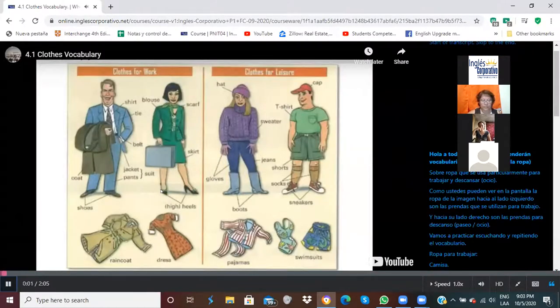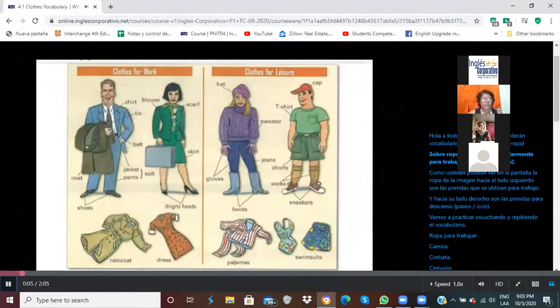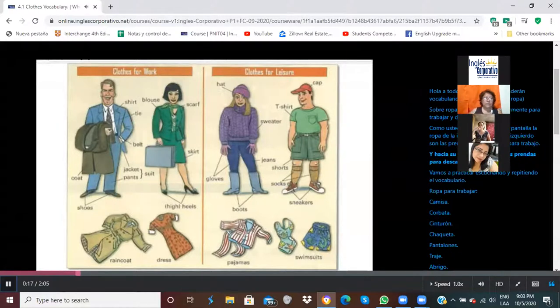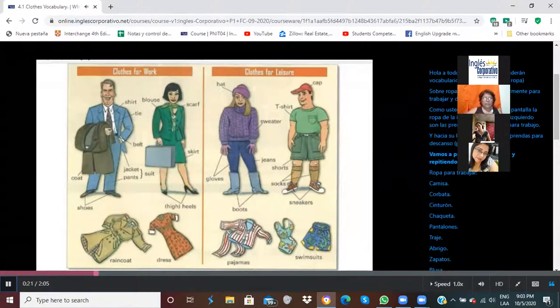Hi everyone. In this class you'll learn clothes vocabulary, particularly clothes which you wear for work and for leisure. As you can see on the screen, the clothes on the image towards the left-hand side are for work. And the ones towards the right-hand side are clothes for leisure. Let's practice by listening and repeating the vocabulary.